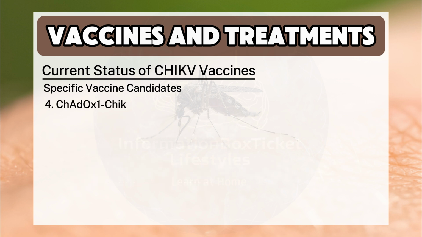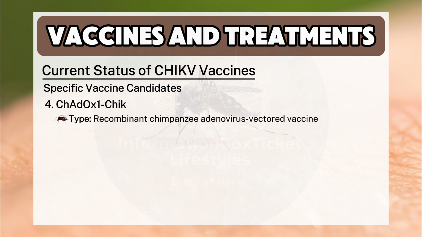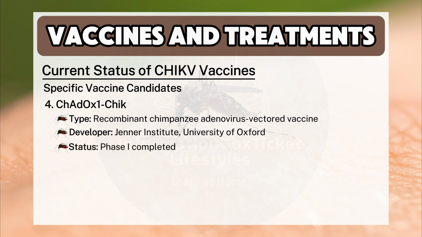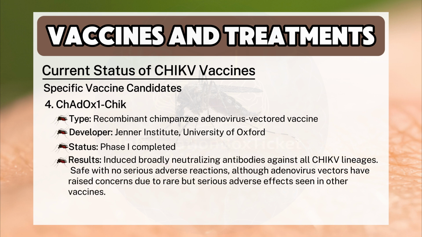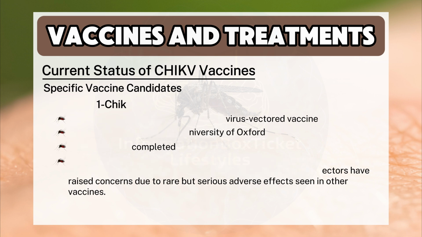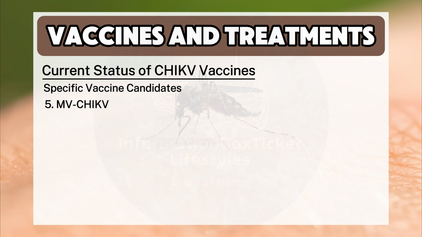4. ChAdOx1 CHIK. Type: recombinant chimpanzee adenovirus vectored vaccine. Developer: Jenner Institute, University of Oxford. Status: Phase 1 completed. Results: induced broadly neutralizing antibodies against all Chikungunya virus lineages. Safe with no serious adverse reactions, although adenovirus vectors have raised concerns due to rare but serious adverse effects seen in other vaccines.